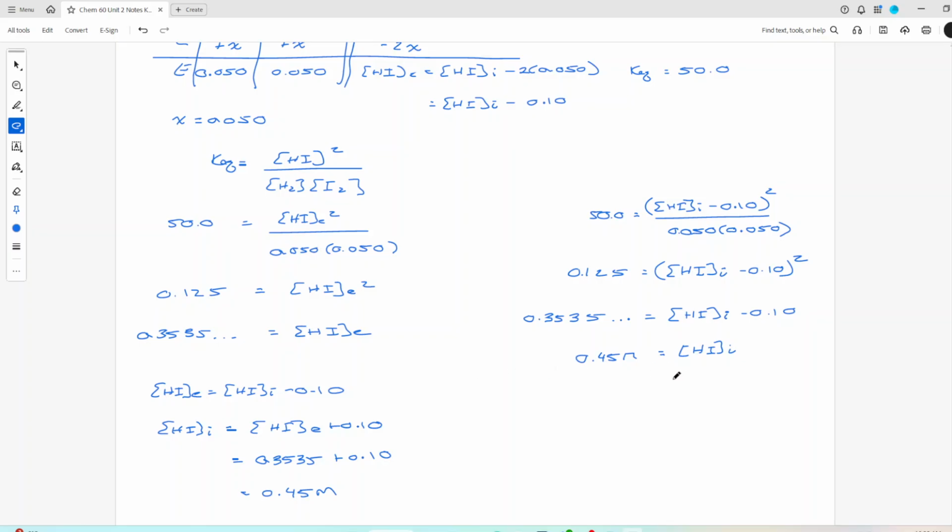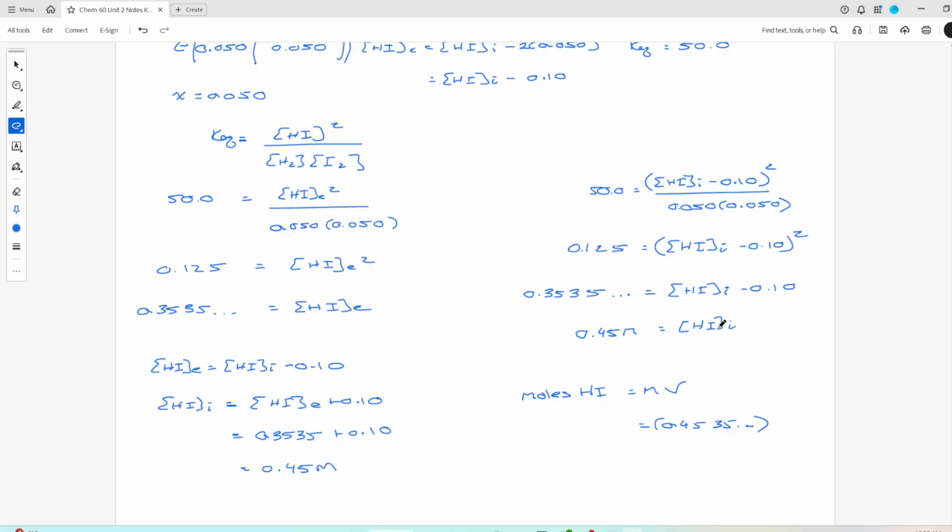Now, this isn't a final answer because I'm not going to forget this time that what they really wanted was the moles of HI. The moles of HI is going to equal that molarity we just got times the volume of the flask. So that 0.4535 dot dot dot times the volume of this flask is 4 liters. So times 4 gives you, to 2 sig figs, 1.8 moles of HI. Awesome.